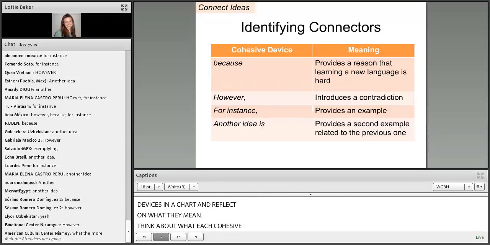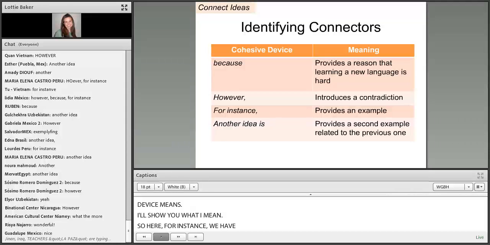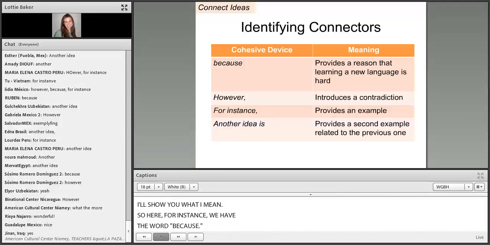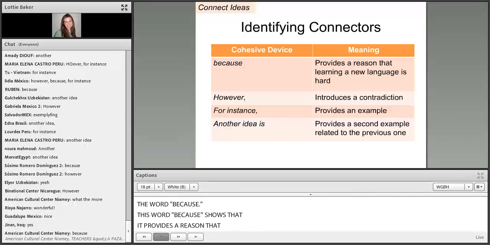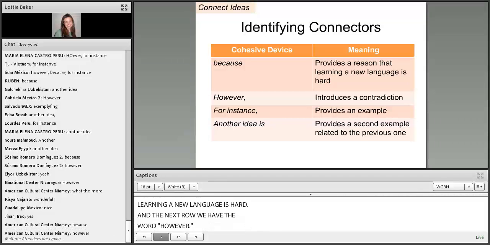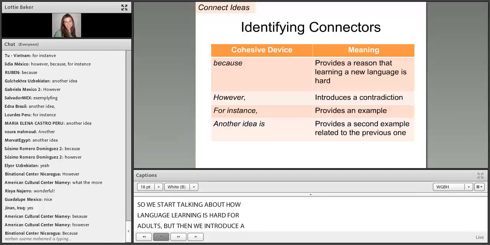So I'll show you what I mean. So here, for instance, we have the word because. And this word because shows that it provides a reason that learning a new language is hard. In the next row, we have the word however. And this shows it's a contradiction. So we start talking about how language learning is hard for adults, but then we introduce a new idea that's different. So this really helps students pay attention to these words, and analyze how they are linking or connecting the sentences.